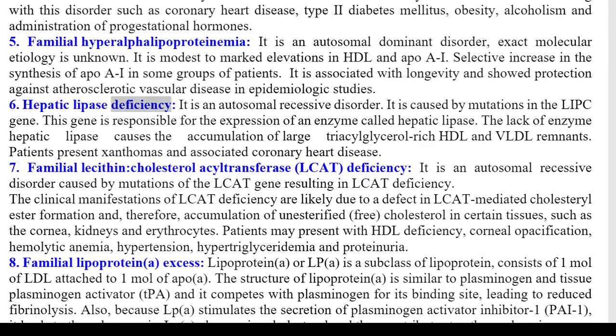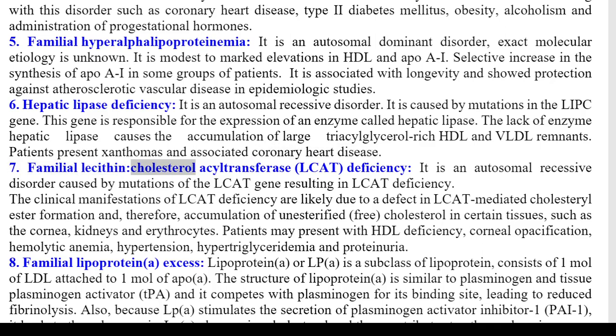6. Hepatic lipase deficiency. It is an autosomal recessive disorder. It is caused by mutations in the LIPC gene. This gene is responsible for the expression of an enzyme called hepatic lipase. The lack of the enzyme hepatic lipase causes the accumulation of large triacylglycerol-rich HDL and VLDL remnants. Patients present with xanthomas and associated coronary heart disease.